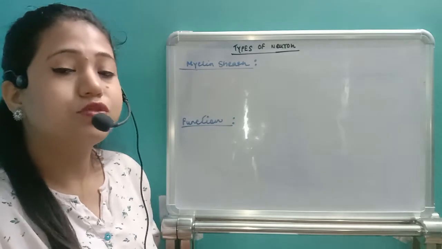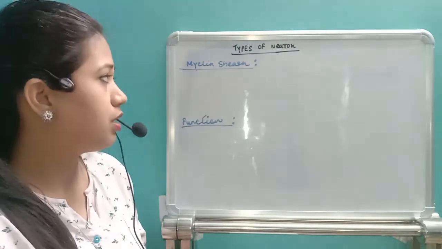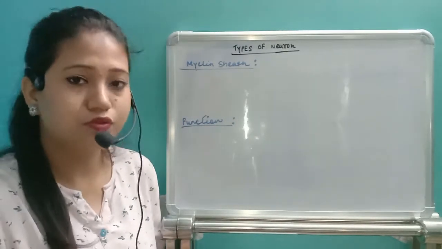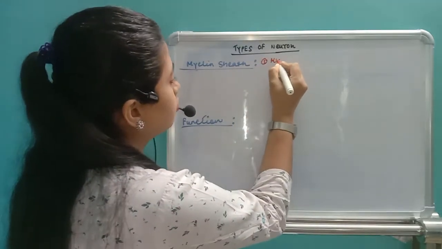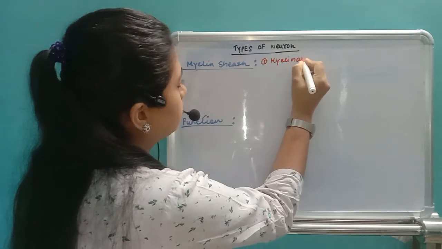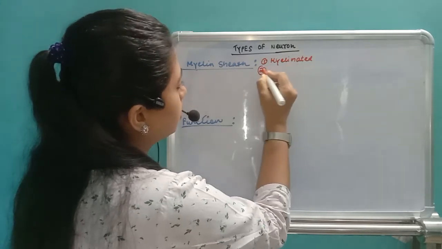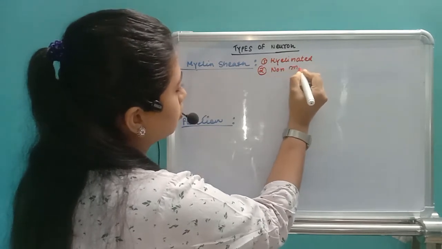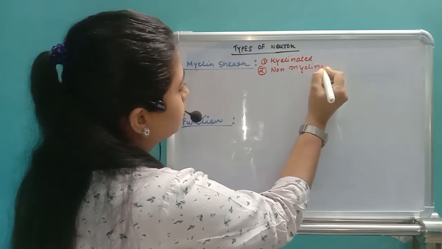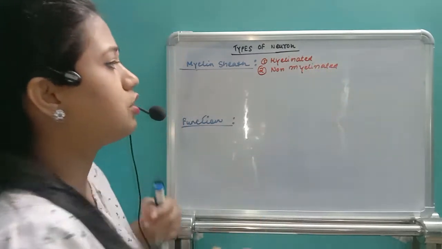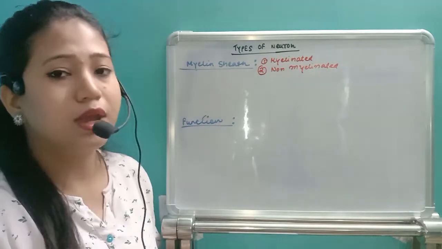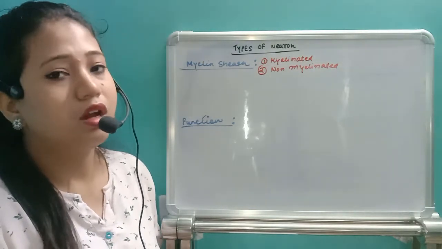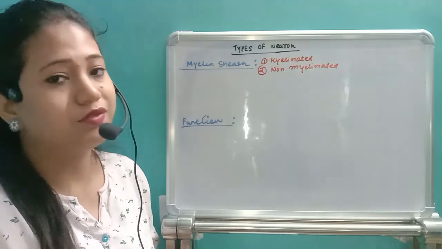Next, depending upon the myelin sheath, the neurons are also of 2 types. The neurons can be either myelinated neurons or non-myelinated neurons, right? If the myelin sheath is present, it is called a myelinated neuron, and if it is a non-myelinated neuron, it will not have the myelin sheath.